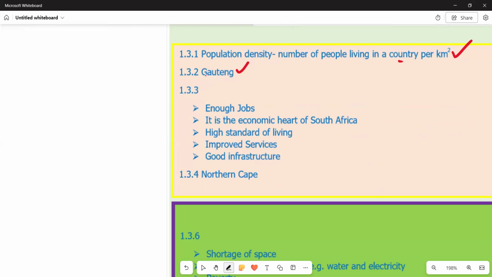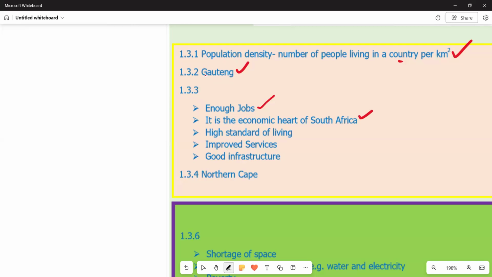1.3.3, we are having enough jobs. Due to the issue of having enough jobs, that's why we are having high population density in Gauteng province. That's the first point that we've explained. And also, we have that it is the economic heart of South Africa. The issue of the concentration of economic activity that I have been mentioning in the Gauteng province is alleged to be the economic heart of South Africa. So we are going to have high activity in that province, and more people, and that activity is being deduced by the people that have moved into that province. So this is what we have in terms of the second point.